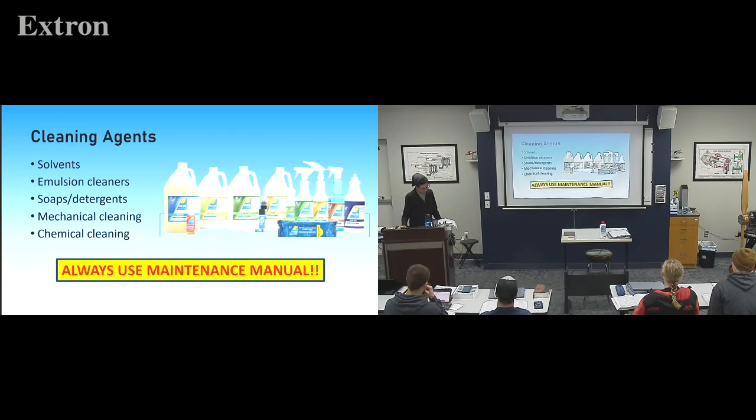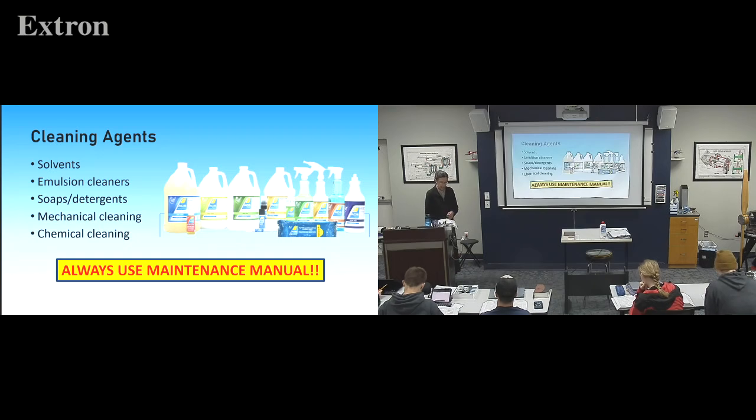In your textbook on page 8-24, in mine it's left column at the bottom, last paragraph of the left column says, in general, the types of cleaning agents used on aircraft are solvents, emulsion cleaners, soaps, and synthetic detergents. So those you can highlight or star, those are the four general classifications of types of cleaning agents.